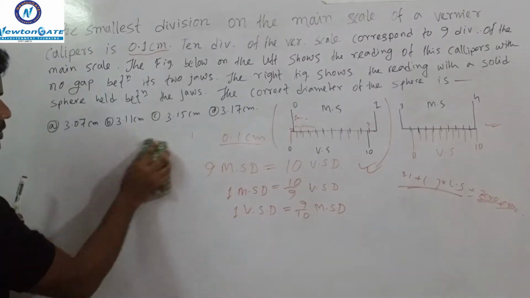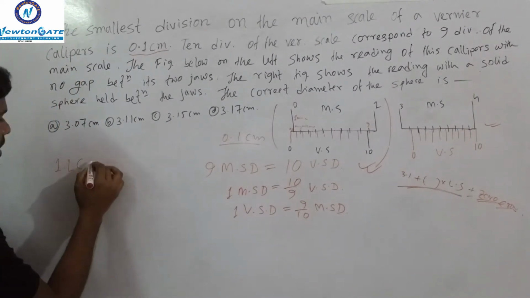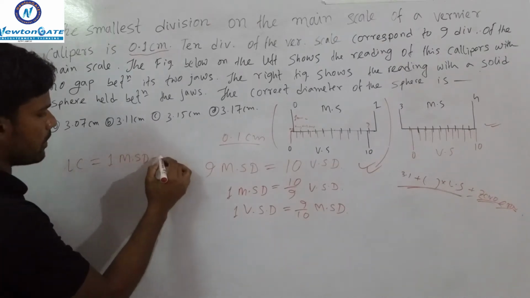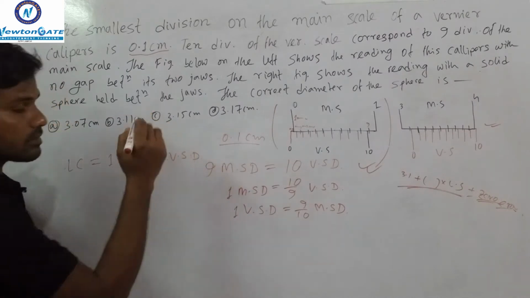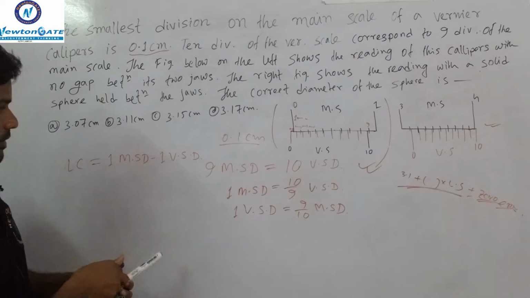So now what is least count? Least count means one main scale division minus one vernier scale division. One main scale division minus one vernier scale division.